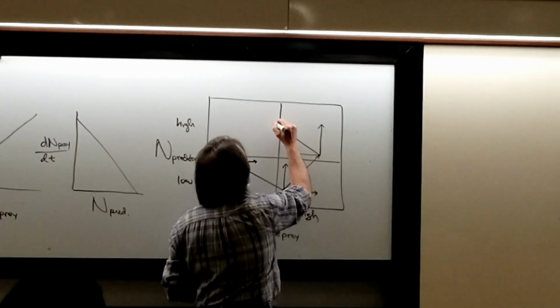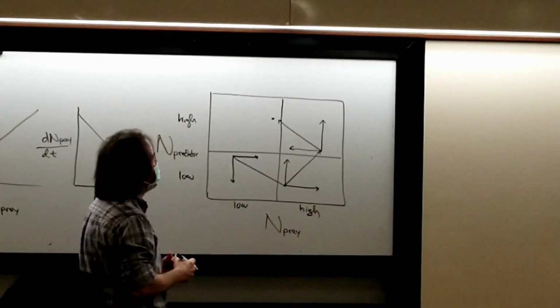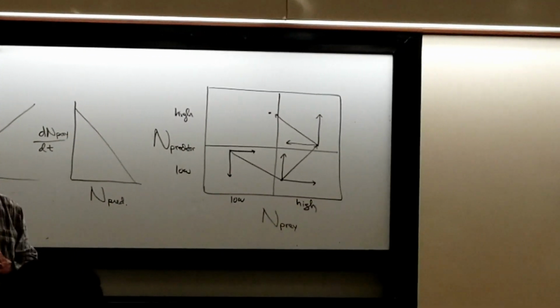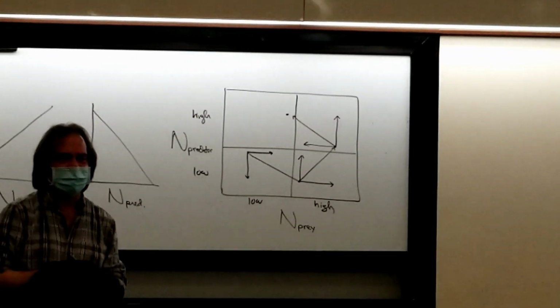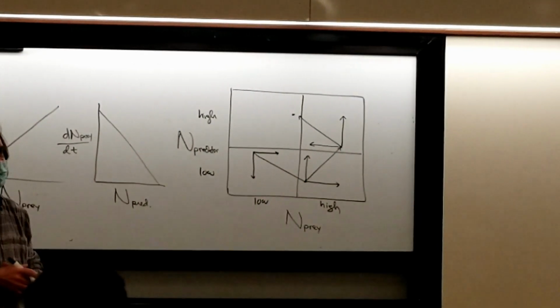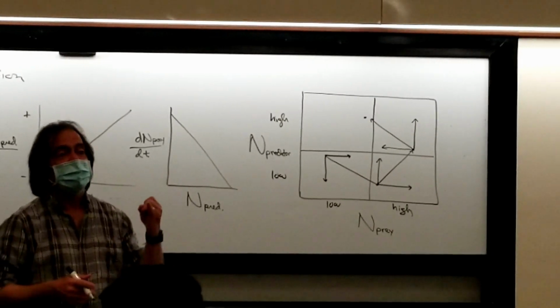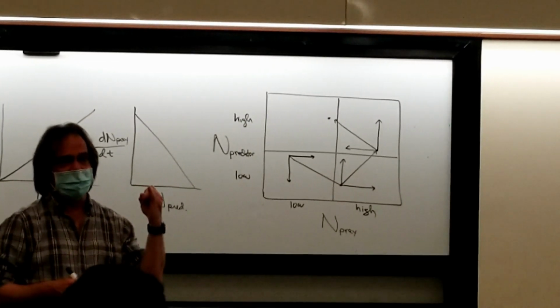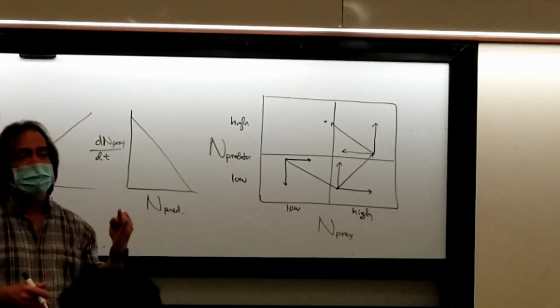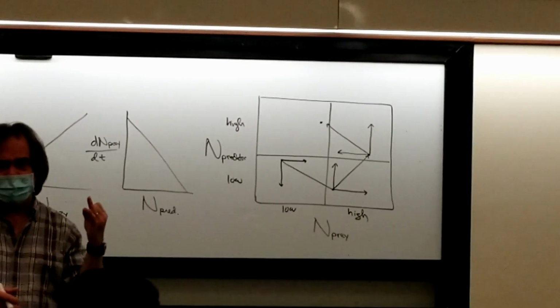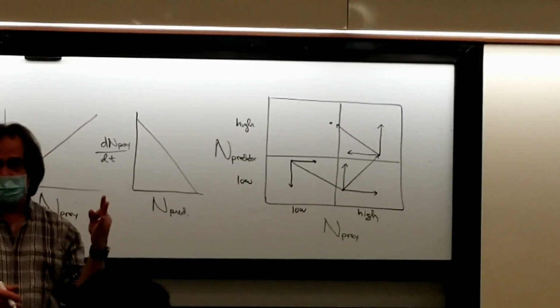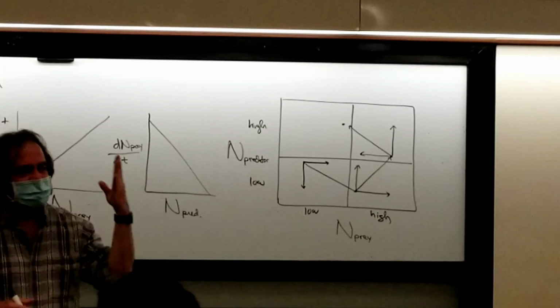That brings us to here. Tell me about the horizontal. Horizontal measures prey density. Prey density should be changing how? Decreasing, and that's to the left or right? To the left. Why are they decreasing? Because the predator is high. Exactly.